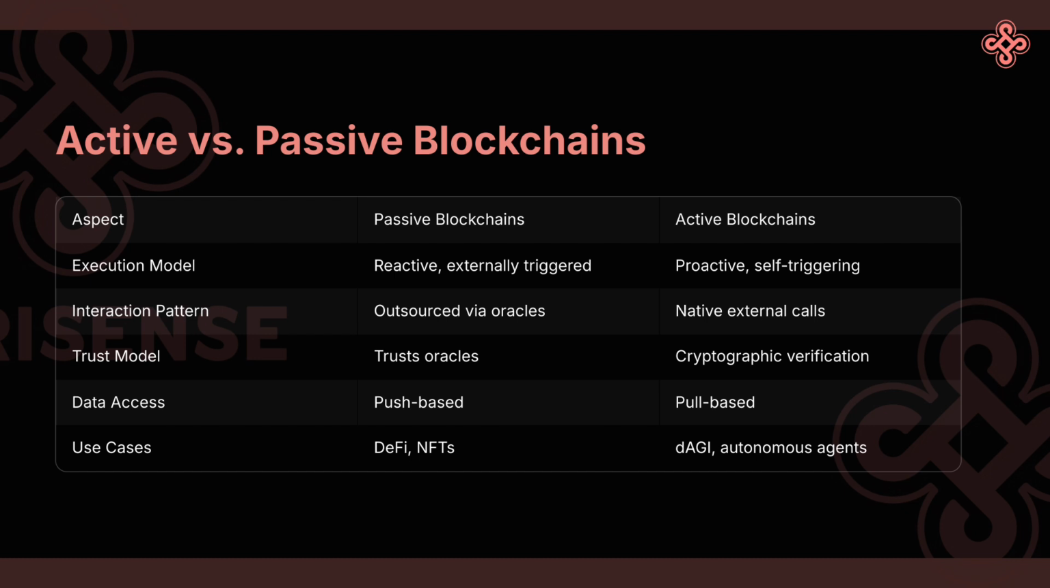This transition moves the trust model from relying on oracles to depending on cryptography and decentralized consensus, marking a significant leap forward. This paradigm shift results in diverse application scenarios, where passive blockchains excel at handling scenarios that are logically closed and self-sufficient in data, like token issuance and trading. Active blockchains enable dynamic, autonomous interaction with the real world, which is crucial for dAGI and autonomous agents.